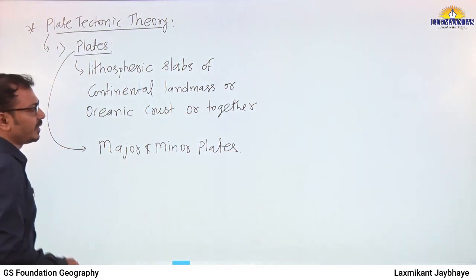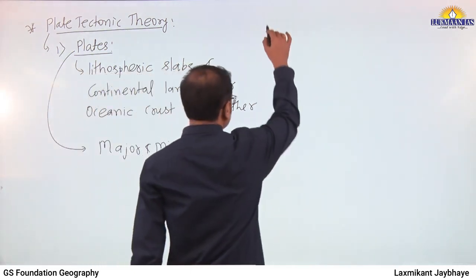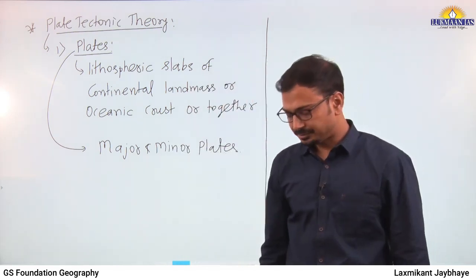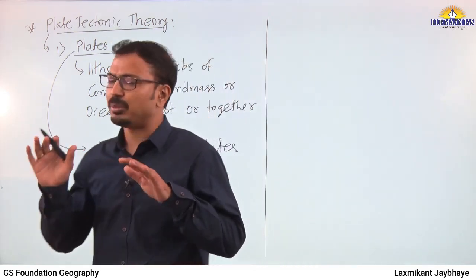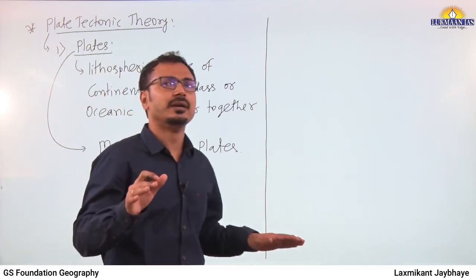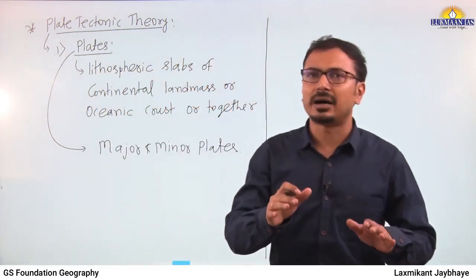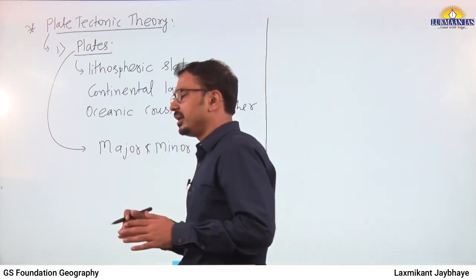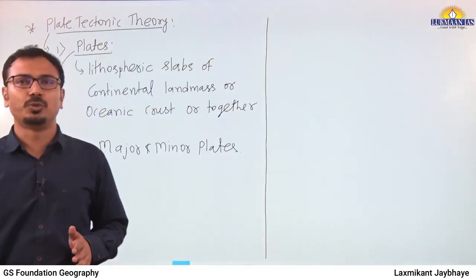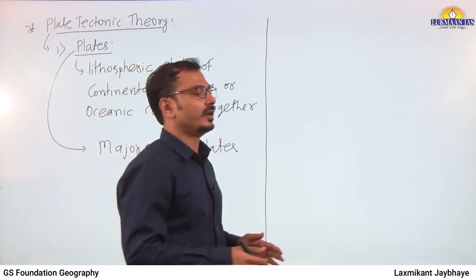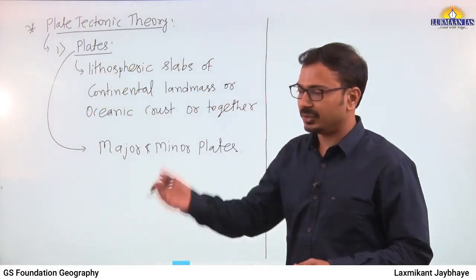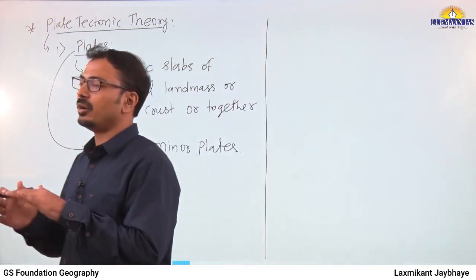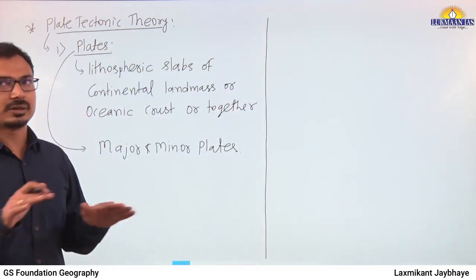Now let us try to understand the hypothesis here about these plates in plate tectonic theory. Plate tectonic theory explains that these different plates have been wandering throughout the geological past, and at present also they are moving, in future also they will move. Okay, so in past, in present and in future, these lithospheric plates have been wandering or moving in a horizontal direction.